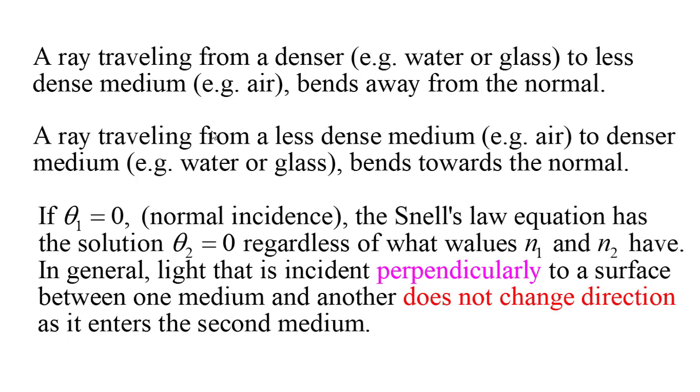If theta 1 is equal to 0, that is normal incidence, the Snell's law equation has the solution that theta 2 has to be 0 regardless of the values of n1 and n2. In general, light that is incident perpendicularly to a surface between one medium and another does not change direction as it enters the second medium.